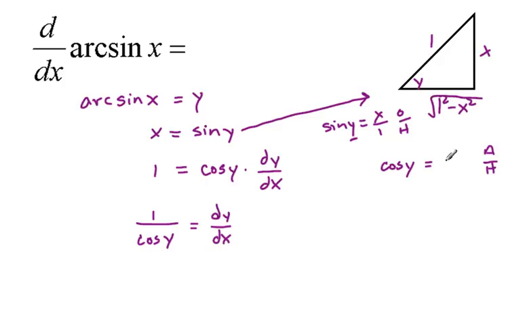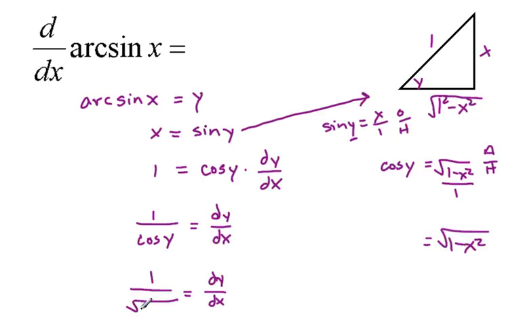And so we can see that cosine is going to be adjacent, this whole thing, the square root of 1 minus x squared over the hypotenuse, which is 1. And so we get over here that dy dx equals 1 over the cosine of y, which simply was the square root of 1 minus x squared. So put that down here. And that is the derivative of arcsine: 1 over the square root of 1 minus x squared.